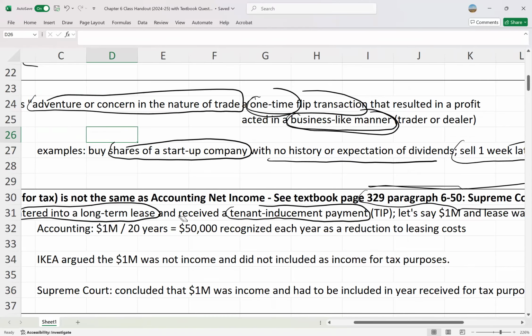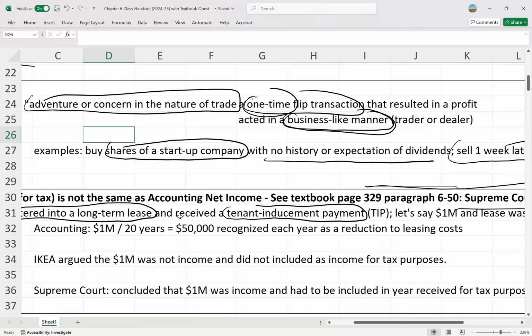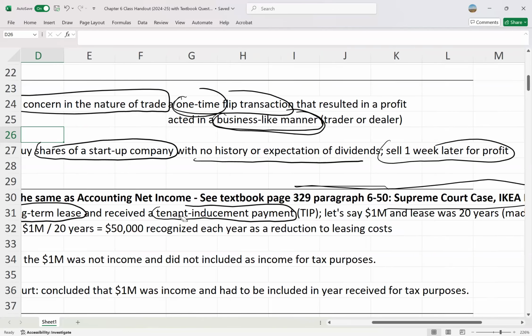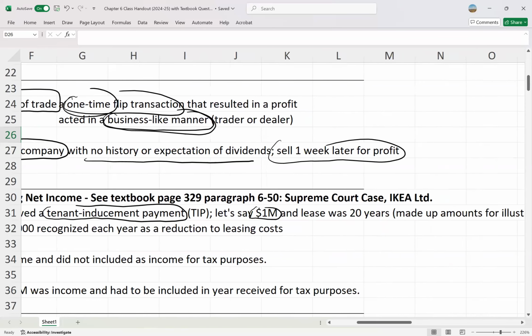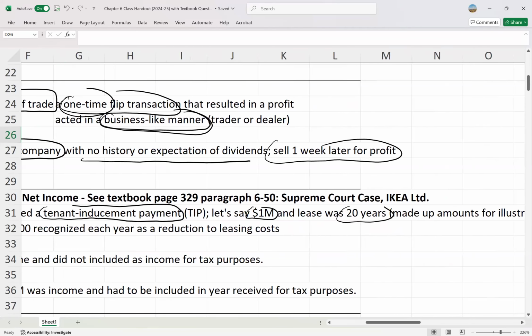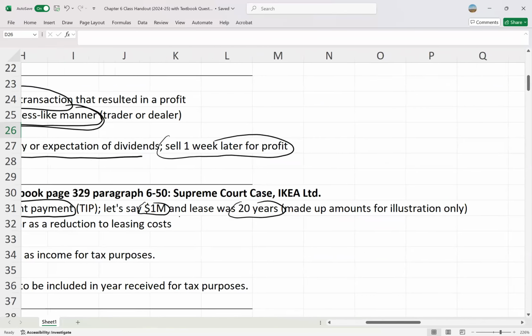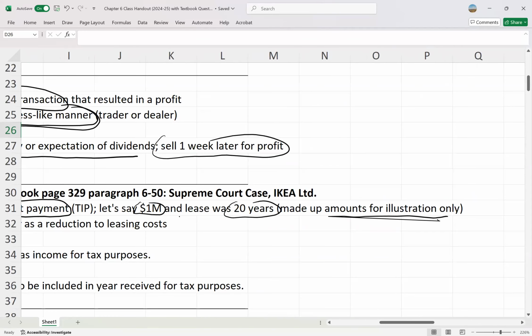Now, we don't know the amount, so I'm just going to make up an amount so that we can understand how this was done for accounting and tax. They got the payment from the owner of the property that they were leasing from, as an inducement to sign the lease. So let's say the payment that IKEA received was $1 million, and let's say the lease was over 20 years. Once again, these amounts I just made up for illustration purposes only.